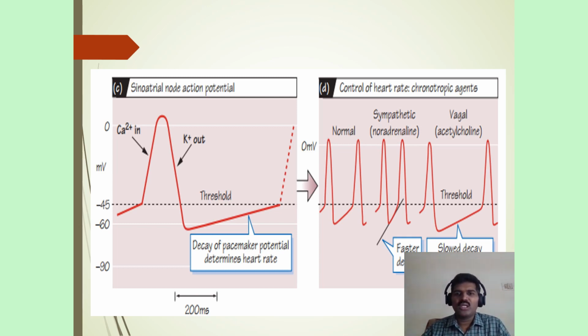Control of heart rate, how the heart rate is controlled. Normally, it's under the control of the sinoatrial node. So, the intrinsic rhythm of sinoatrial node is the heart rate. When there is sympathetic activity, like by noradrenaline, there is increased heart rate, and when there is vagal activity due to release of acetylcholine, there is slowing of the heart rate.